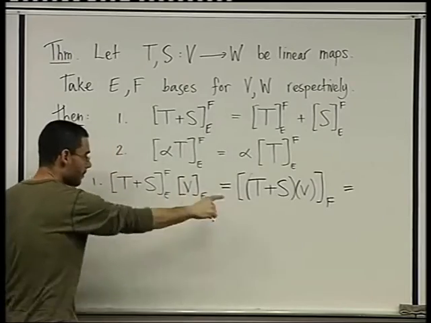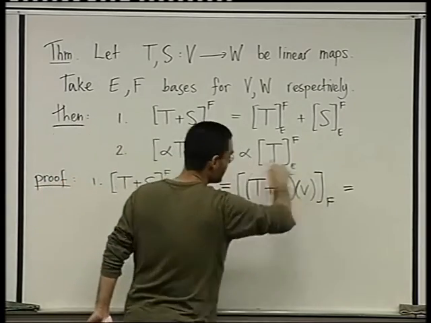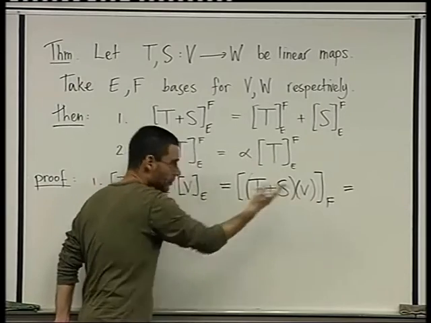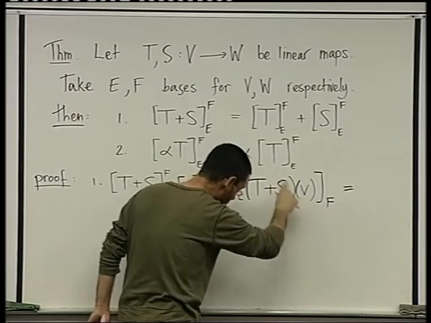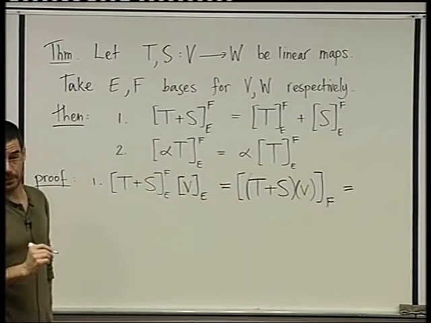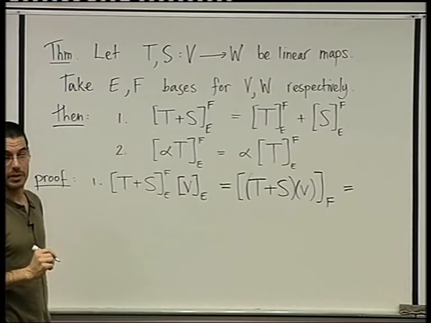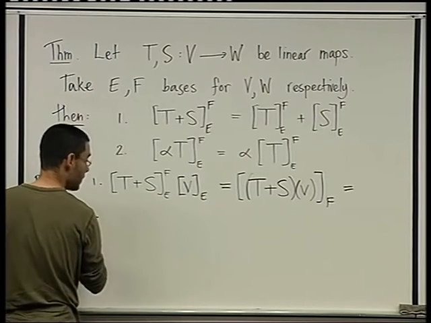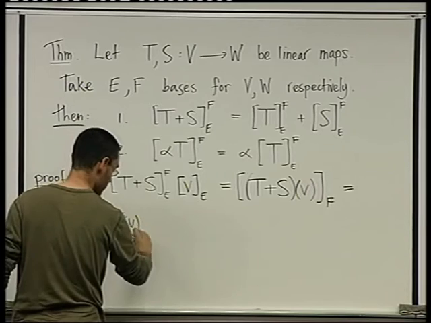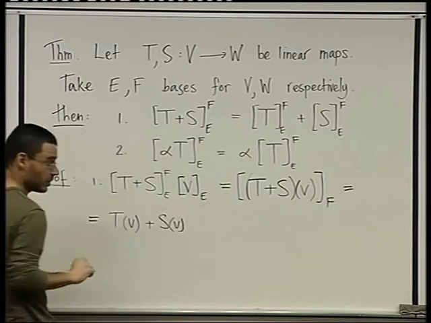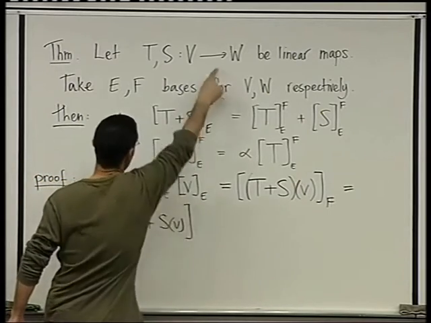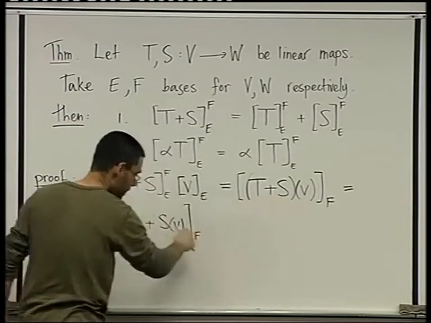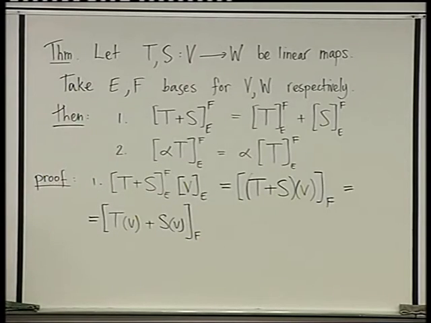These are different. Now we can work inside the brackets. Now we can work with the operation on the maps. And we know what T plus S of v is. By definition, T plus S of v is T of v plus S of v. That's what T plus S of v is, right? And all of this is something that lives in W, and we're taking its coefficient vector with respect to the basis of W.